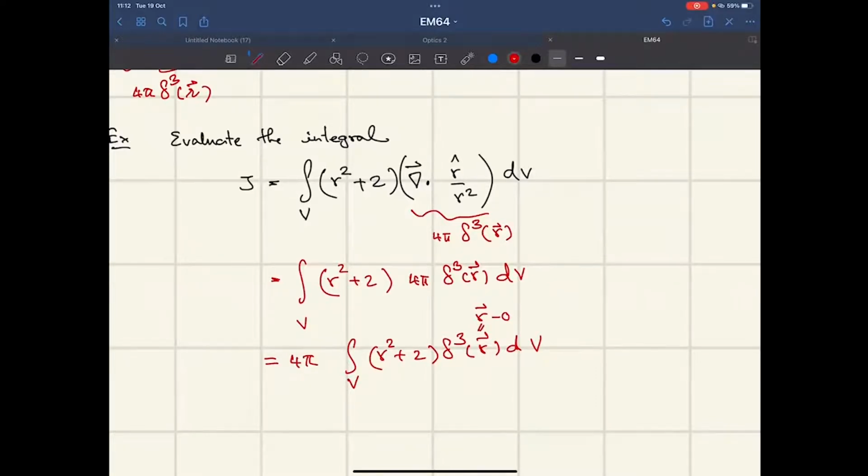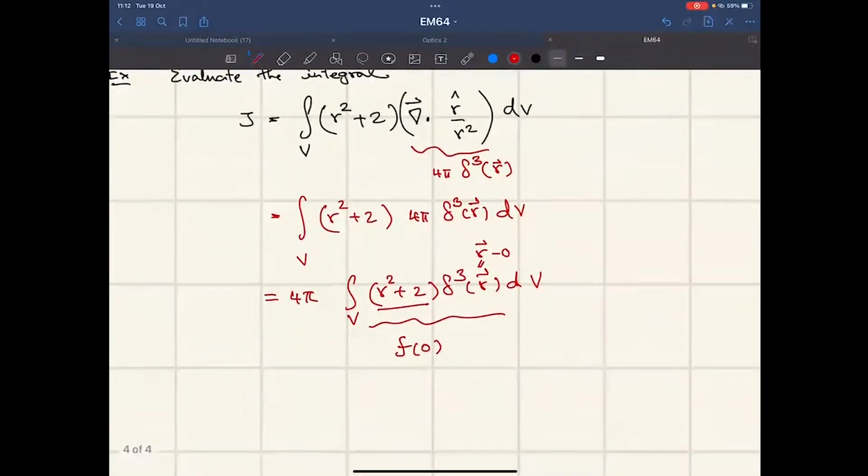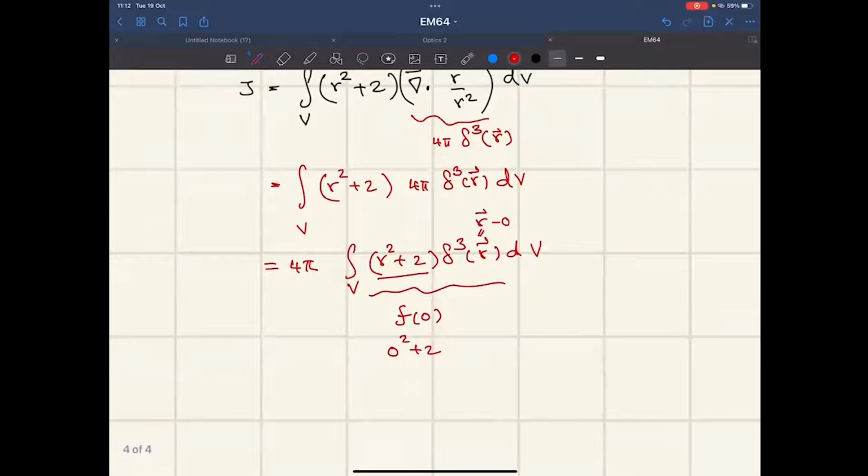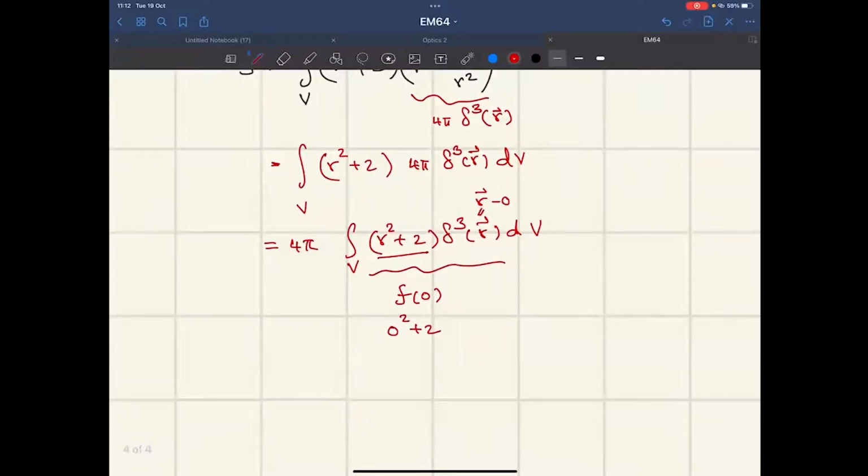So the result of this integration is f at 0. Our f is this one here, and it's actually a function of r. So we can substitute r with 0: 0 squared plus 2, so we have 2 here. Our integration becomes 4 pi multiplied by 2, which is equal to 8 pi. So our J is equal to 8 pi. It's very simple.